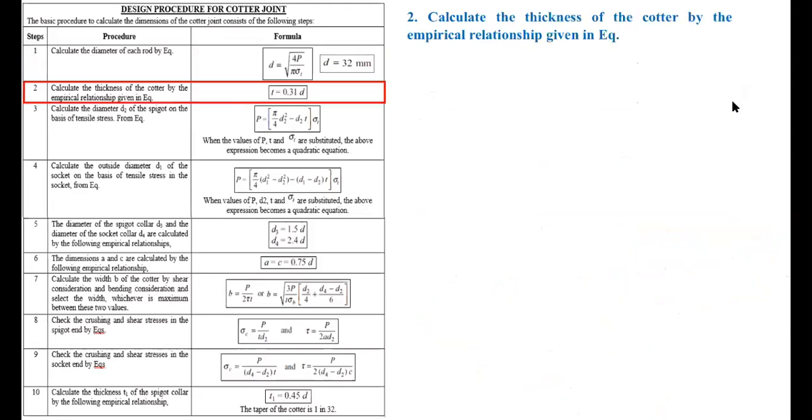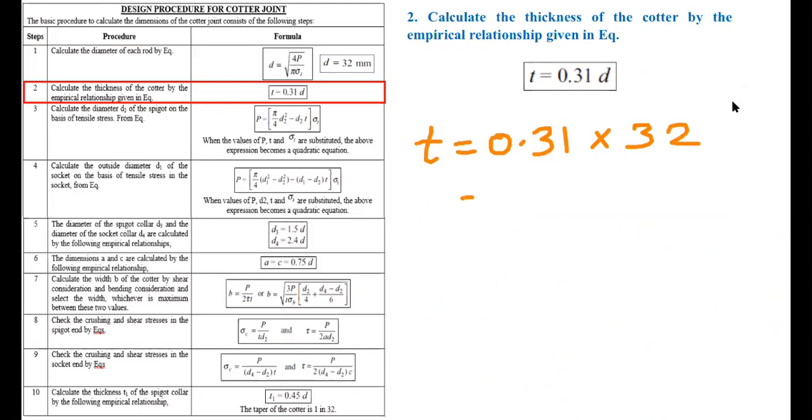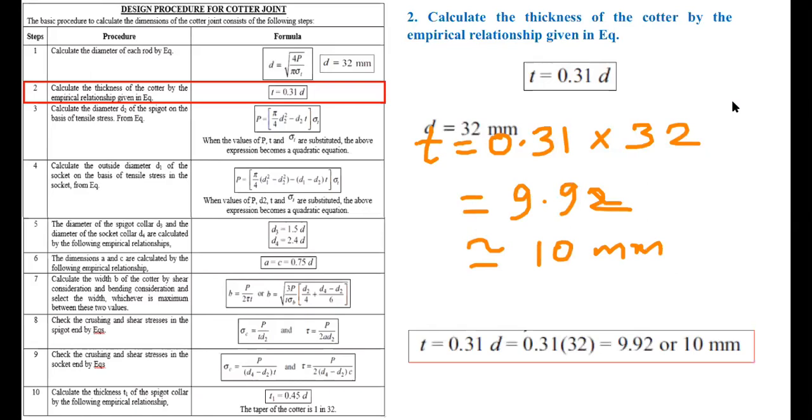So the first step is complete. The second step is you have to calculate the thickness of the collar. We have discussed already that you have to take 31% of D. So again, just do the calculation: T is equal to 0.31 into D, where D is given as 32. Just calculate this, and you will get the answer 9.92, so equal to 10 mm. So T is equal to 10 mm. So the second step is complete.